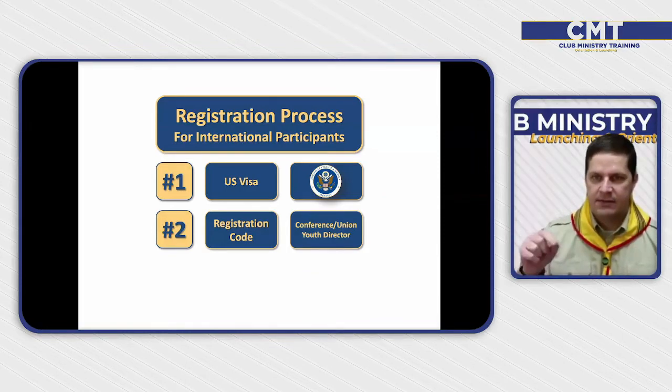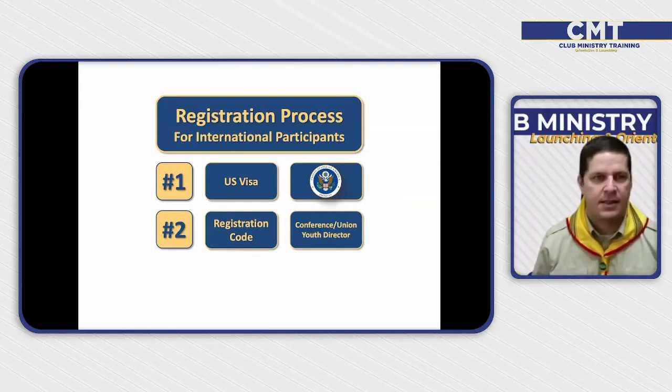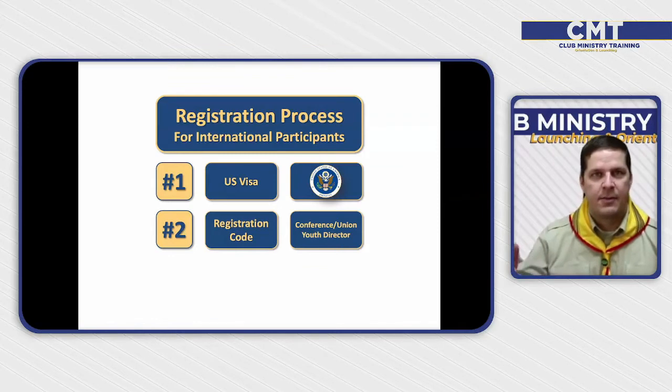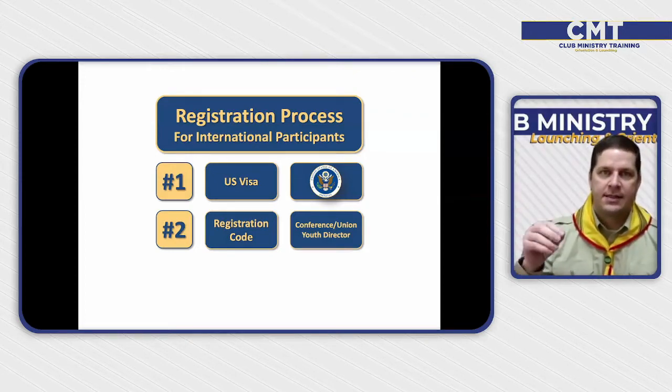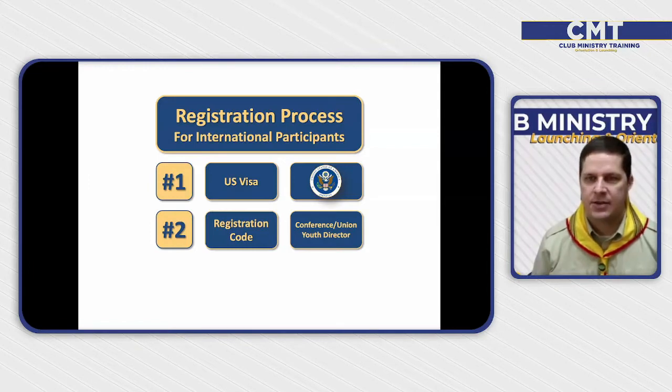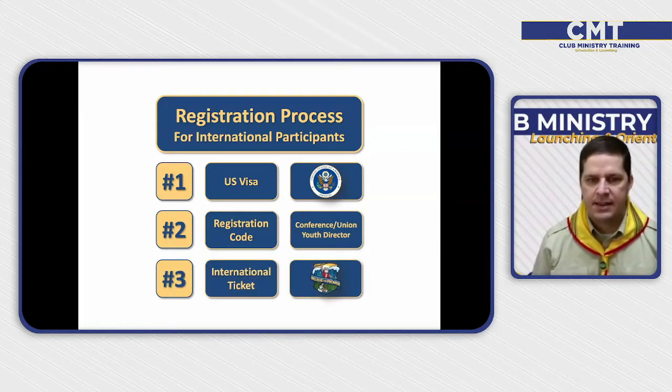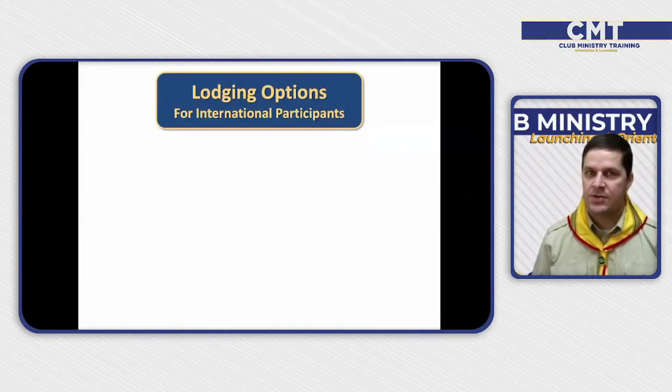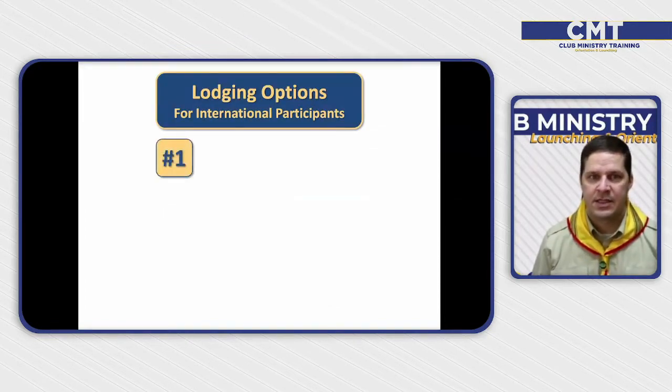I just need to receive the updated list and I will send it to you again. I've been sending it through the years, but if you are a new youth director, you probably didn't receive it. With that code, once you are sure with the visa that you can travel to the United States, you enter the code and you can purchase your tickets. Finally, the international tickets are the ones that you need to purchase. And the second question that usually comes is lodging options for international participants.